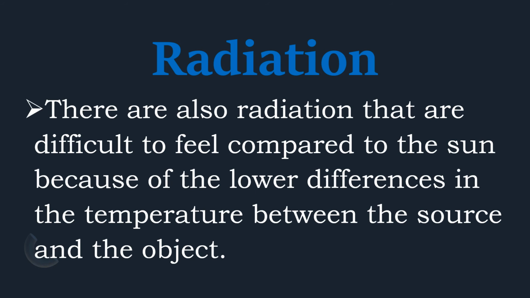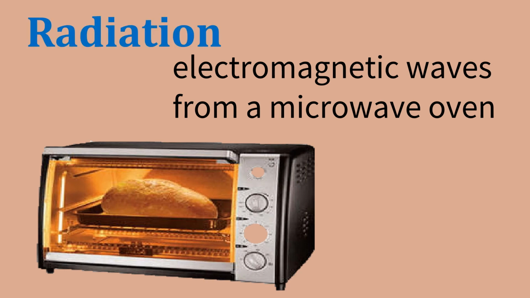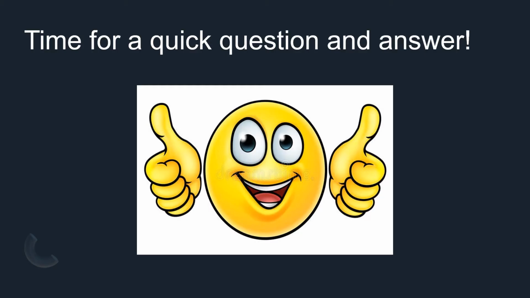There are also radiations that are difficult to feel compared to the sun because of the lower difference in temperature between the source and the object. A good example is the radio frequency radiation from your cell phones. Another example is the electromagnetic waves from a microwave oven.